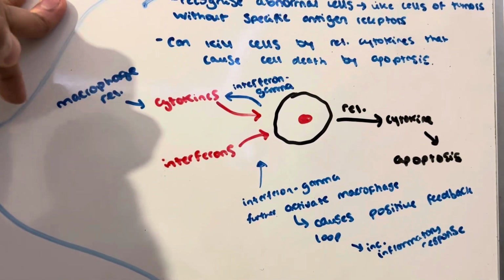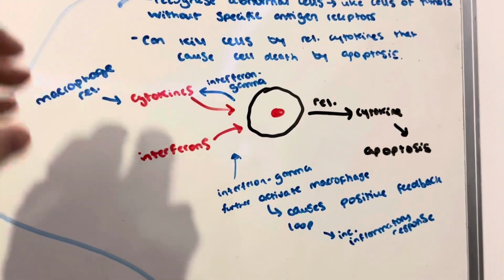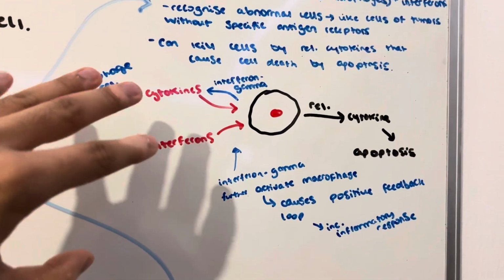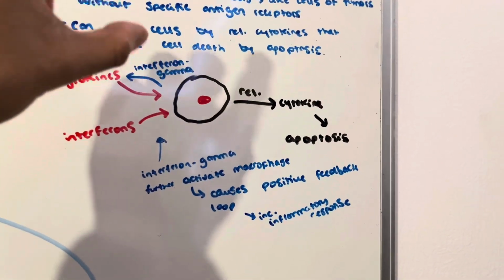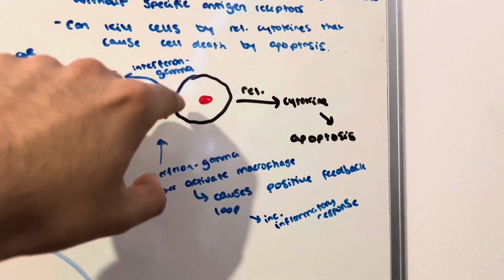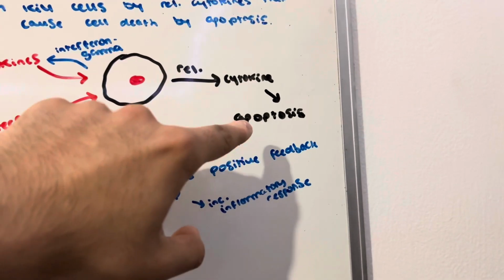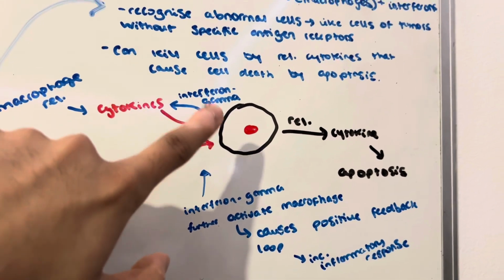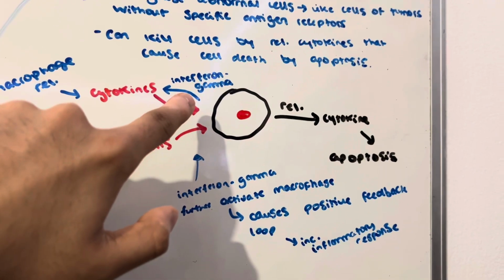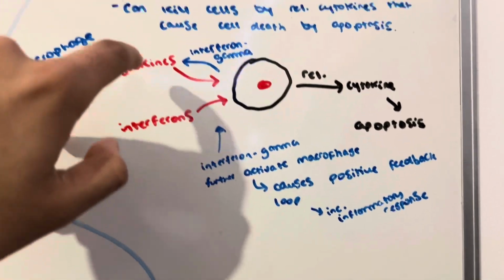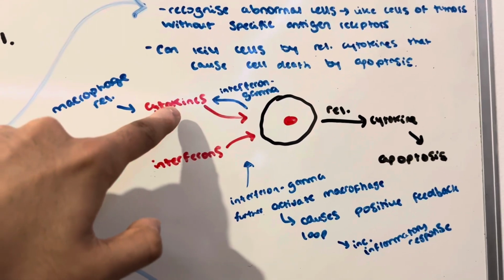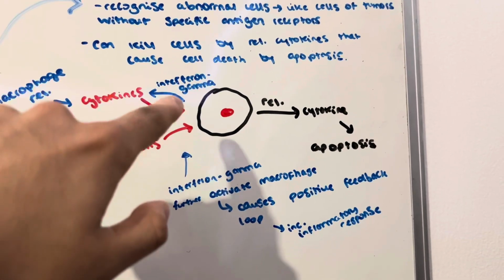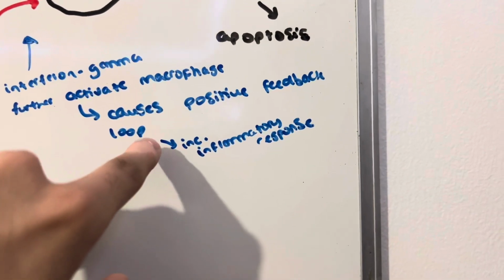I've done a little diagram here. The macrophages would release your cytokines as well as interferons. Interferons are like a separate category of cytokine. So cytokines and interferons will then activate our natural killer cell, which is this thing here, and that would then release cytokines, which would cause apoptosis, or programmed cell death. Natural killer cells can also release interferon gamma. Interferon gamma would further activate your macrophage, which would then release more cytokines, which would activate more natural killer cells. This is a loop of positive feedback, and this would increase your inflammatory response.